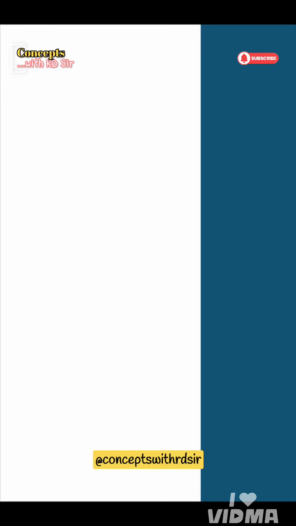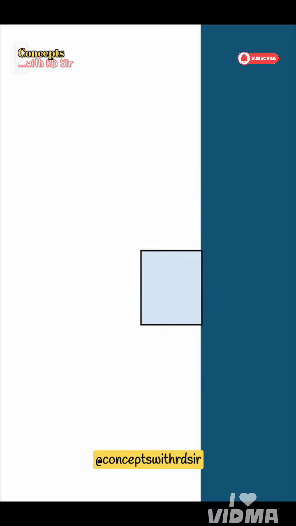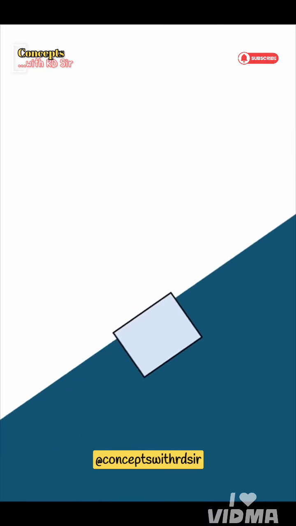Physics question. Say there is a block pushed against a wall. What force prevents the object from sliding down the wall? We have weight which points vertically down. So what vertical force opposes the weight and prevents motion? The answer is friction, of which there are two types.